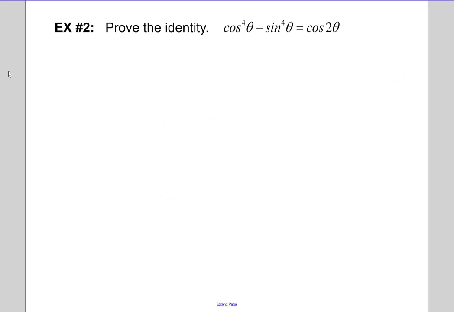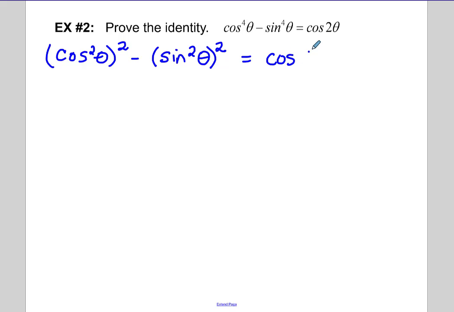Our second example, we want to prove that cosine to the 4th minus sine to the 4th is equal to cosine of a double angle. So we could show that by recalling that any number, say cosine squared, that quantity squared would give us cosine to the 4th by properties of exponents. And the same thing, sine squared of theta quantity squared would also give us sine to the 4th. So how can we show that that's the cosine of a double angle?